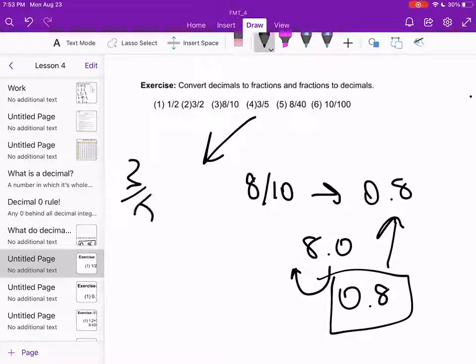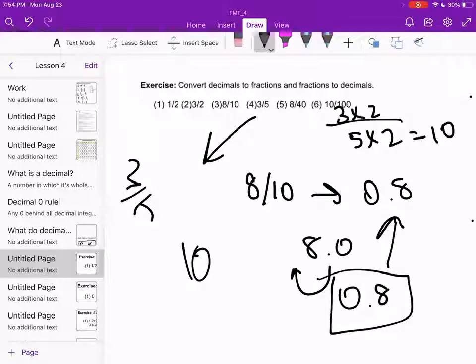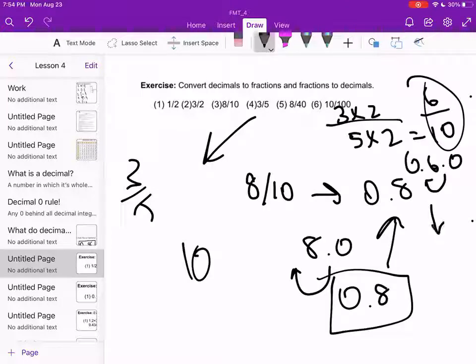3/5: the closest number to 5 is 10, right? So I'm going to convert the denominator to 10. To do that, I multiply the denominator by 2, so I get 10, right? And then the numerator also has to multiply by 2, so I get 6/10. And 6/10, 6.0, move the decimal back 1, so I get 0.6.